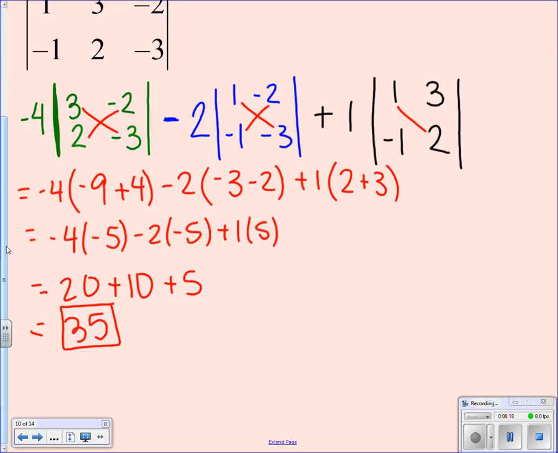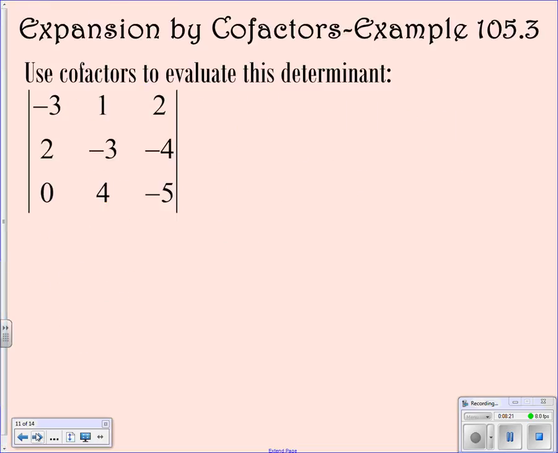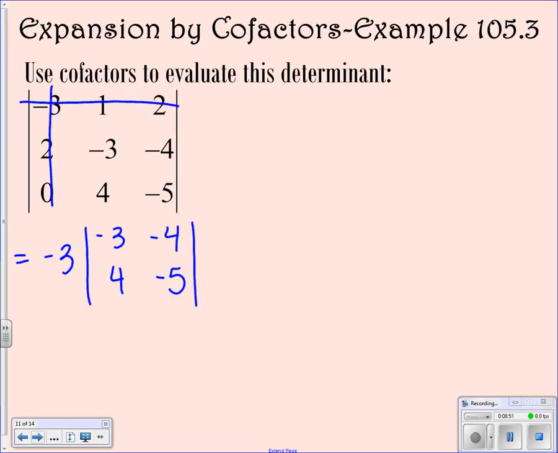Okay? Looking at the next example, we're going to use cofactors to evaluate this determinant. Now, if you notice, that bottom left number is a 0. It's always good to use a 0 if you can, because it makes it a lot quicker on your math. So I'm going to choose to use a column this time. I'm going to use the first column. So I'm going to start with the -3, and then I'm going to have -3, -4, 4, and -5. And the number that goes with it is a positive, because it is the top left one.